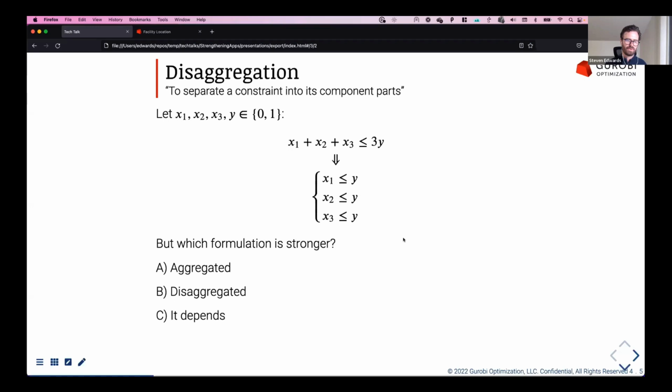So a question for the audience: this new formulation, separating the variables out into their own constraints, which of these formulations is stronger? A, the aggregated version. B, our disaggregated version. Or C, it depends.